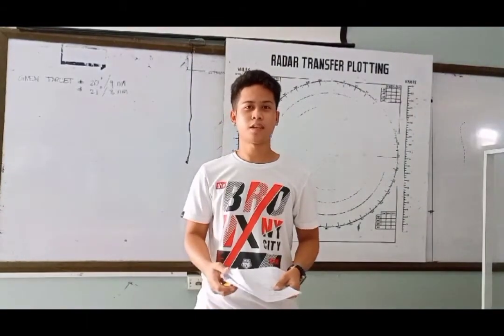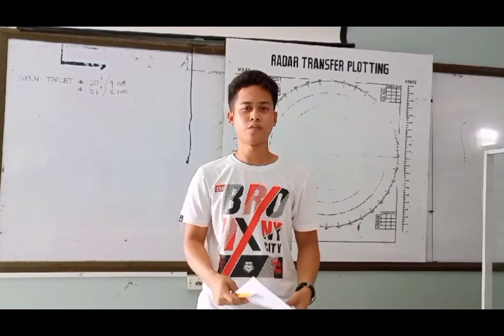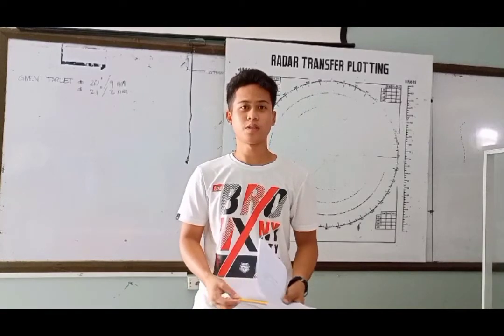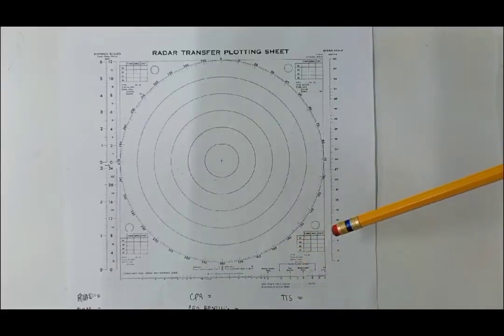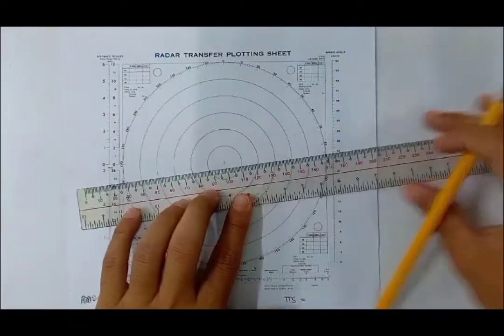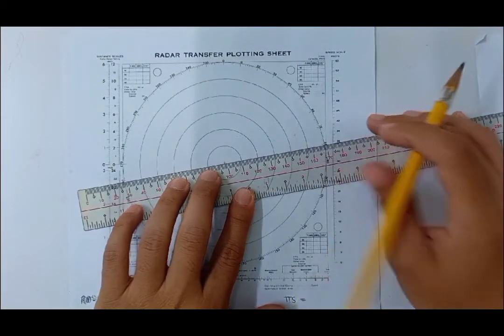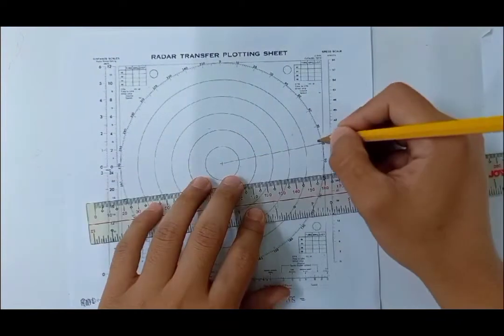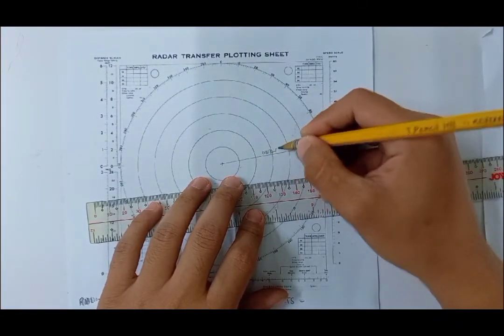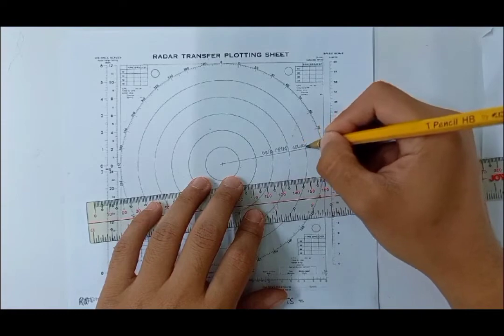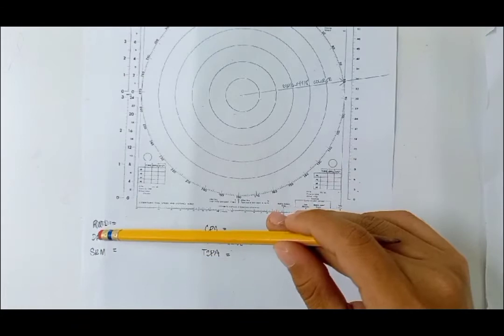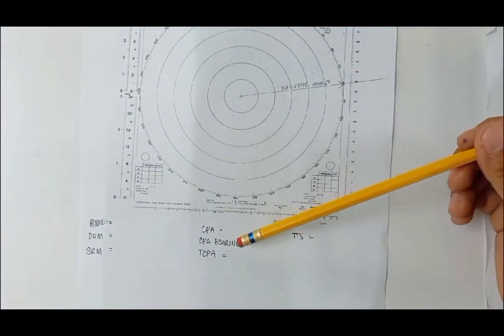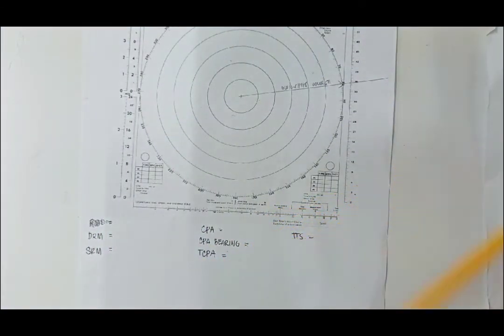Good day, I'm Cadet Jeff Tigas, and for today's video, I will demonstrate basic manual radar plotting. So first thing, we need to know our ship's course. In the given, our ship's course is 80 degrees. So this is our own ship's course. Here we need to find the DRM, the SRM, CPA, CPA bearing, TCPA, and the TTS.